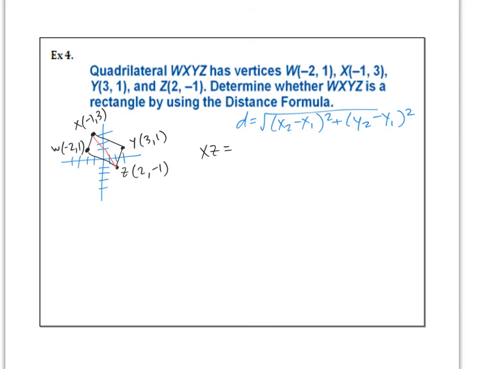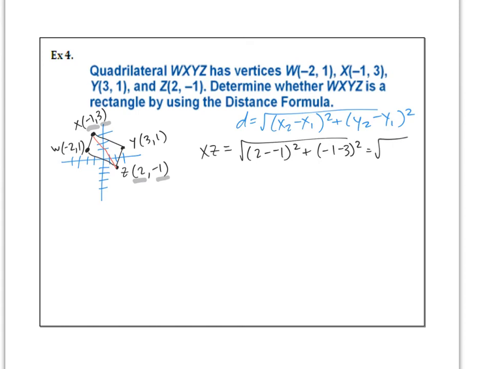That's going to be a good start, because if they're not, I could stop right there. So for xz, I'm going to make my big square root, and I'm going to do x2 minus x1. So I'm just going to do 2 minus negative 1 squared. So if you can see, I started with this 2 and this negative 1. And then I'm going to do the negative 1 and the 3. So plus negative 1 minus 3 squared.